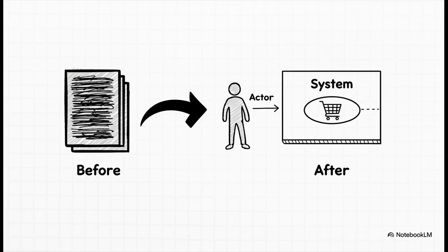But let's be real, a huge text document can be pretty dry, right? It can be hard to really picture how things work. That's why we use models to bring it to life. And a really powerful tool for this is the use case. We often draw them using something called UML, the Unified Modeling Language. Use cases are great because they let us visualize the system from the user's point of view, showing how an actor, like a customer, interacts with the system to get something done.